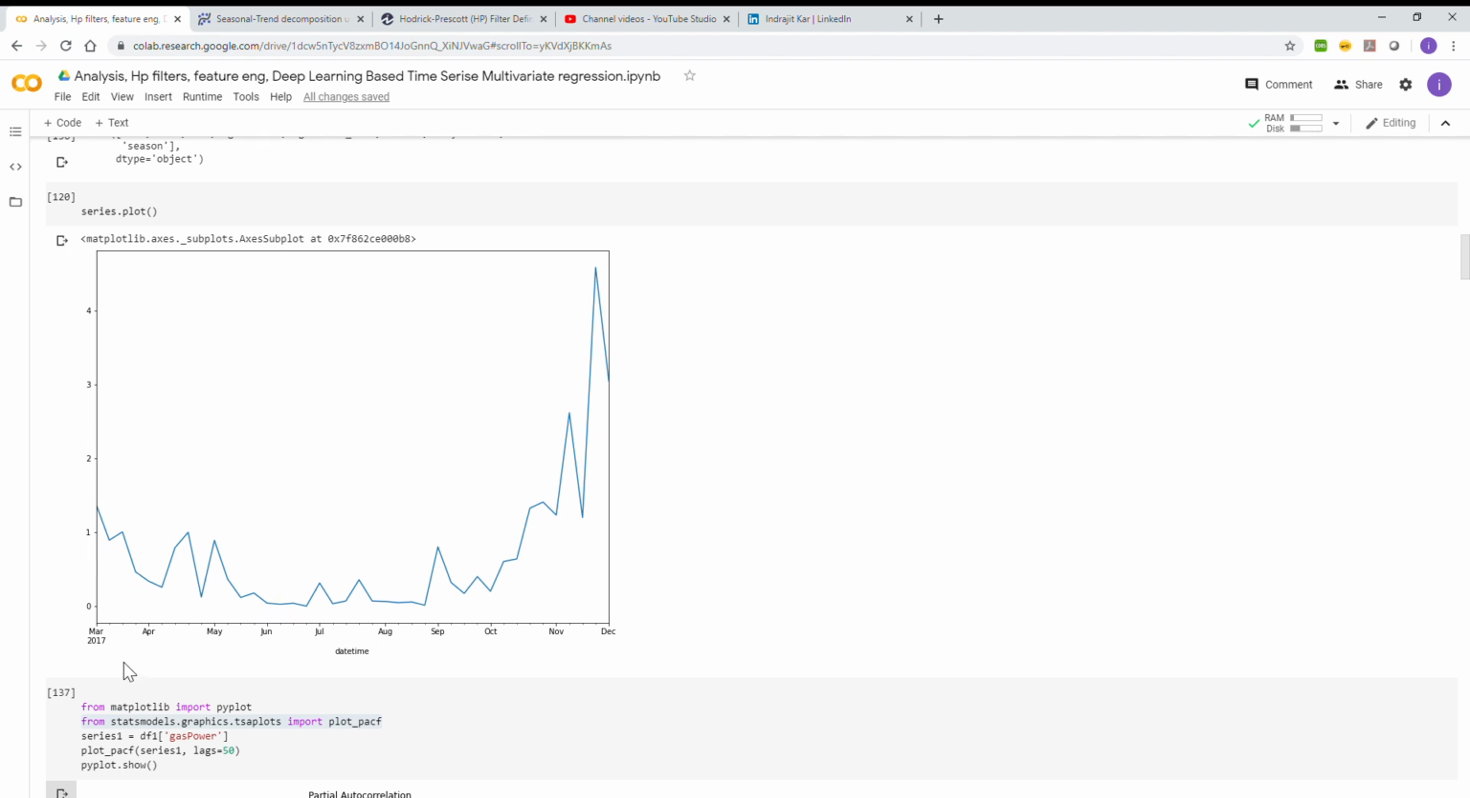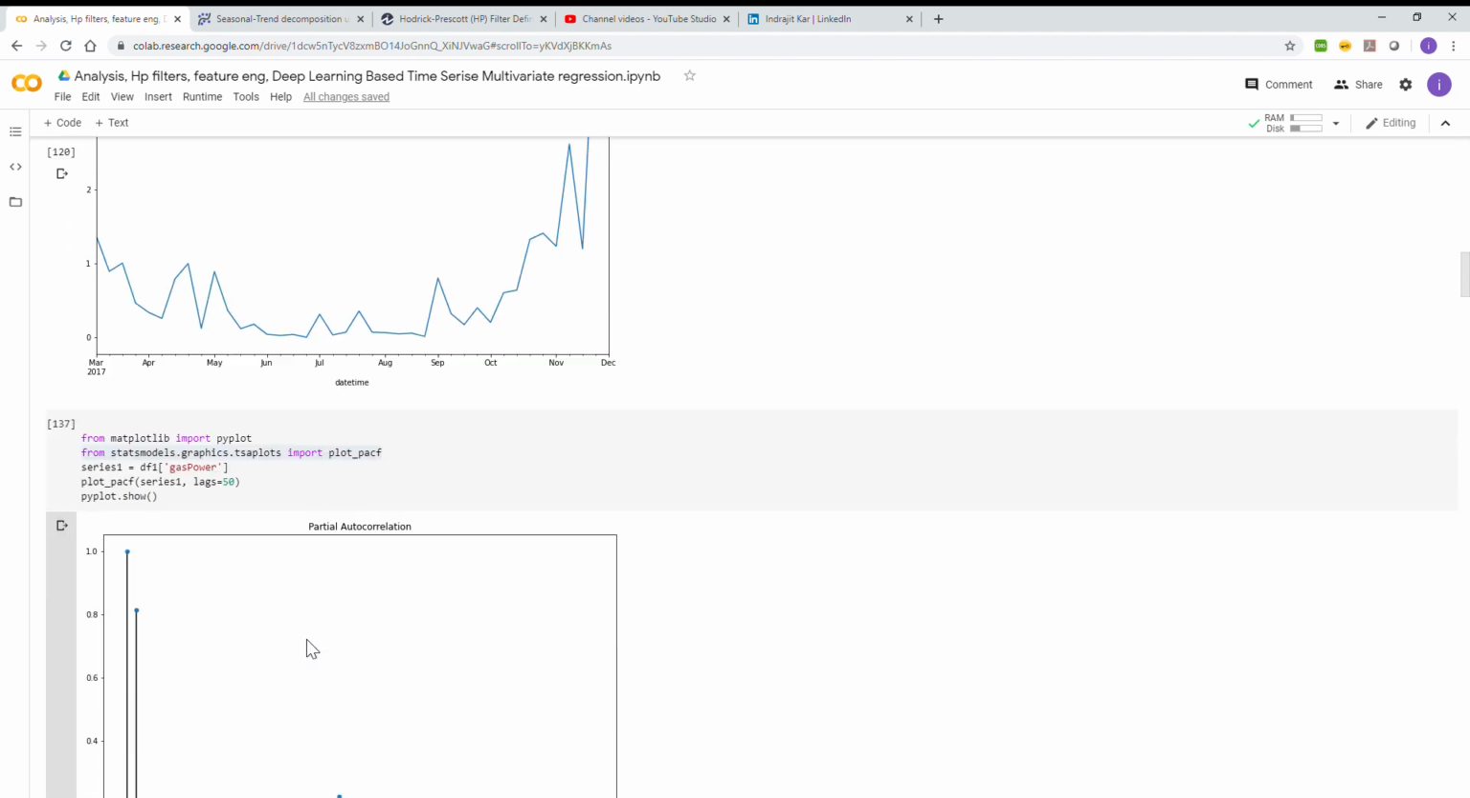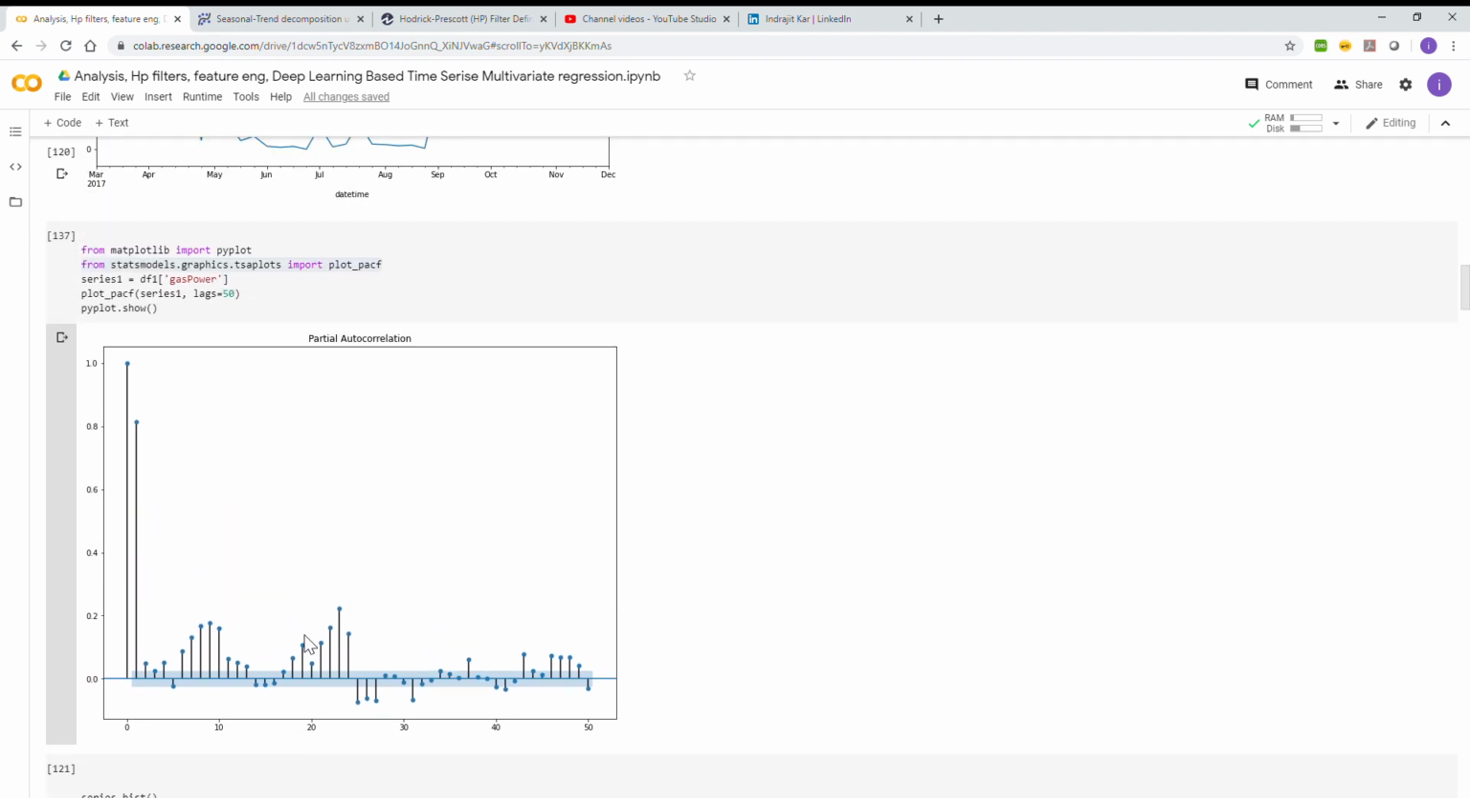Okay, now if we have to remove these indirect effects, what we can do is find something called a partial autocorrelation. Okay, so partial autocorrelation is this graph. You can use a similar kind of graph. So over here you see these are the lag effects. I've taken 50 lags, and also I will create a separate video on how to interpret this partial autocorrelation in this kind of graph. There's a specific name to this graph as well.